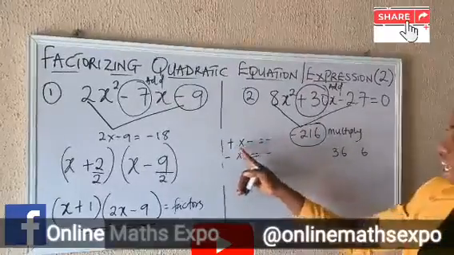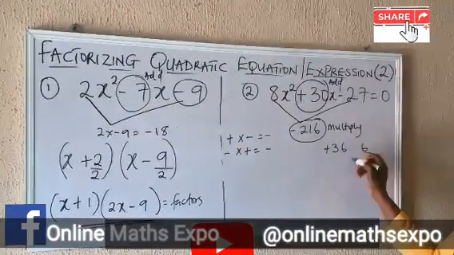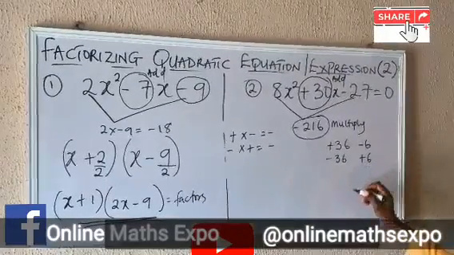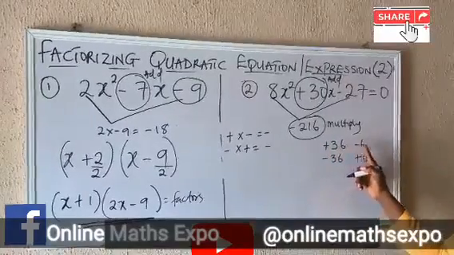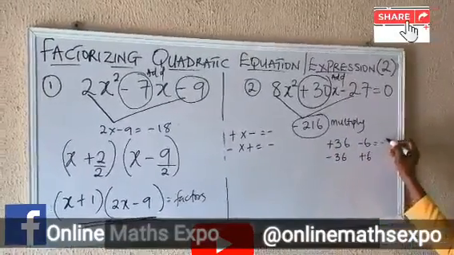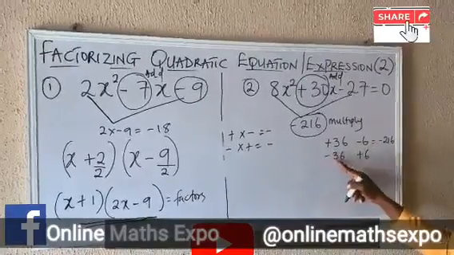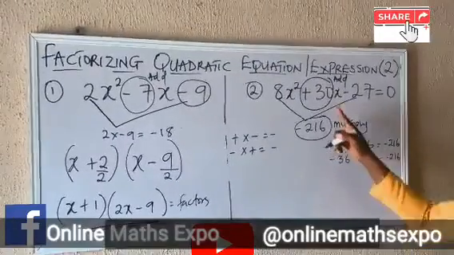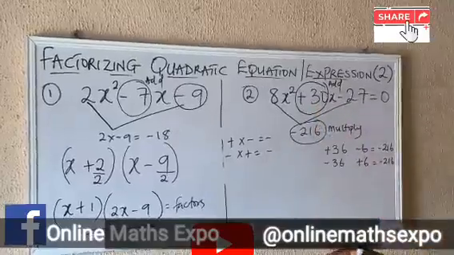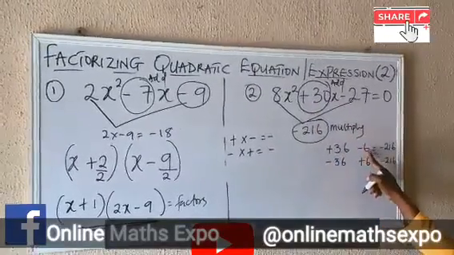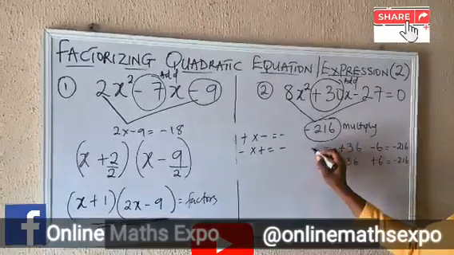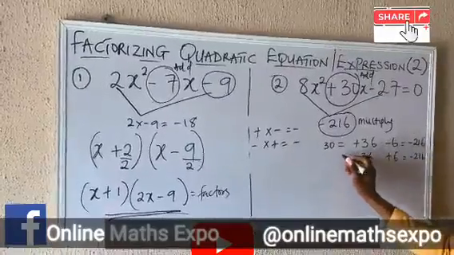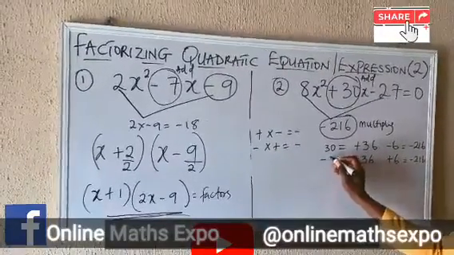So let's apply these signs on them. We are giving plus to 36 and negative to 6. Then we have minus 36 and plus 6. Remember, when you multiply 36 by minus 6, it will give us minus 216. If you multiply these two, it will still give us minus 216. But let's know which one can be added to give us plus 30. Minus 6 plus 36 will give us 30. Minus 36 plus 6 will give us minus 30.